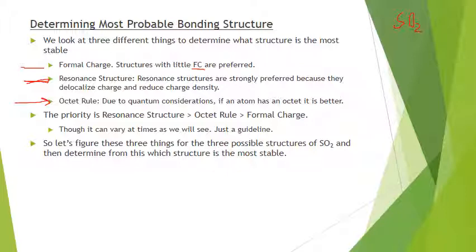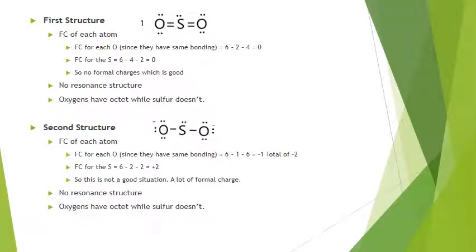Now, it's not because of the octet rule or anything like that, it has to do with quantum considerations. The priority of these three is resonance structure is always the best, then the octet rule, and then formal charge. These can vary, but they are a good place to start. So we're going to look at each structure compared to resonance structure, octet rule, and formal charge, and try to figure out which structure is the best.